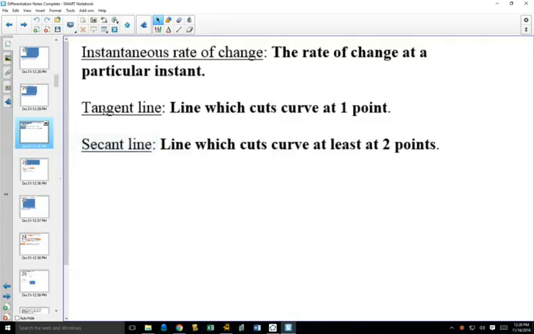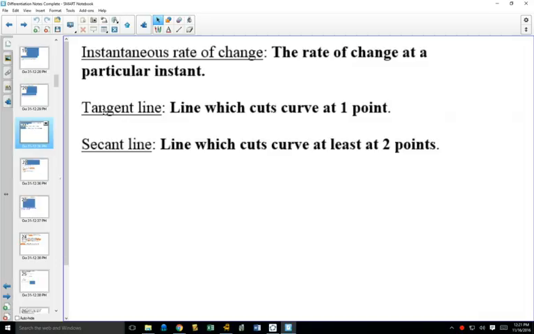Some other important definitions. We're going to find out that our instantaneous rate of change to a curve when you graph things is going to be the slope of a tangent line. And when we look at an average rate of change, that's more like looking at the slope of a secant line. So these are our definitions to start.